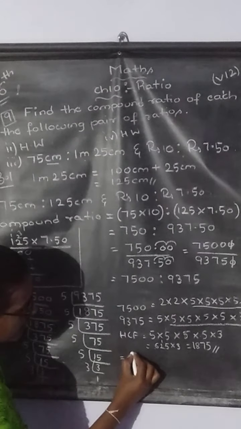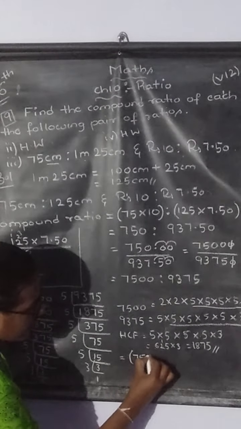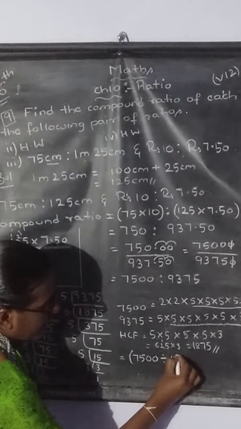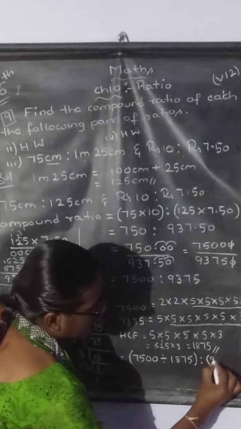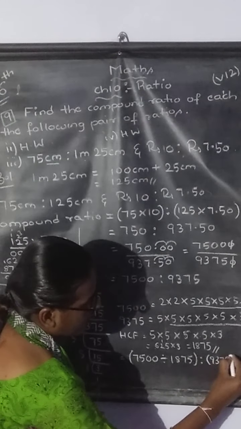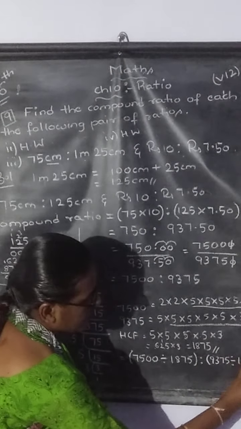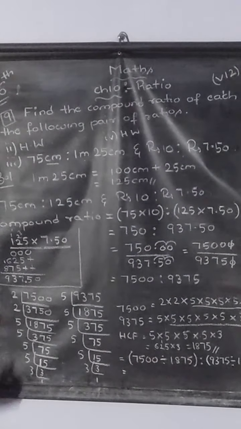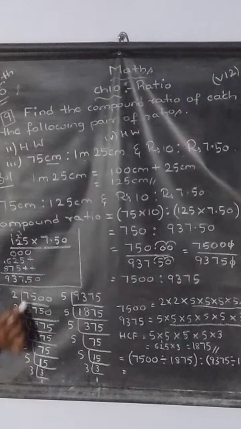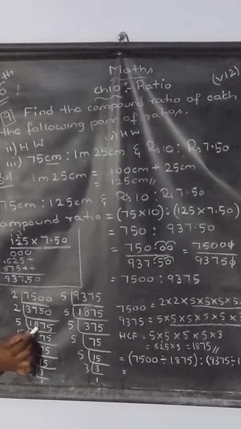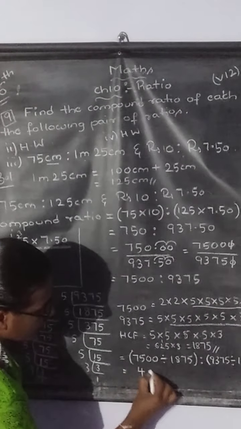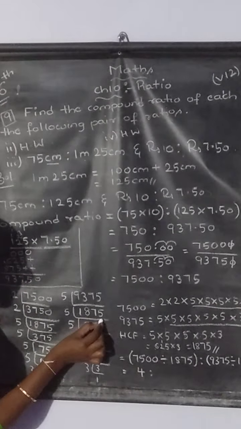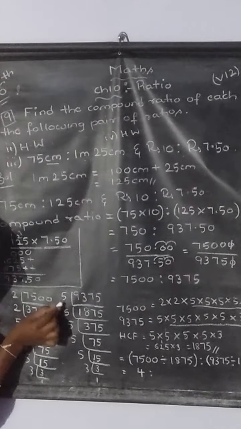Okay. Now divide both antecedent divided by 1875 and consequent 9375 divided by 1875. Okay children. Now see, 1875 is there. Okay. For 7500, see 1875 into 4s are, 2 2s are 4. Okay. So 4 is to, 1875 into what will give you 9375? 5s are.